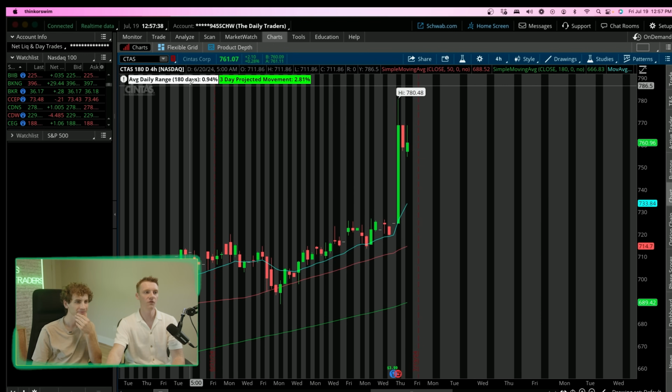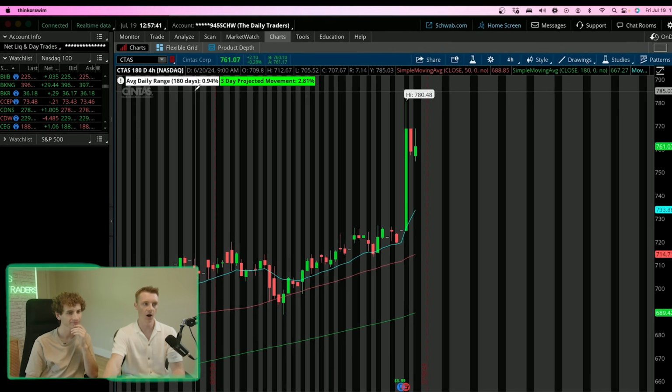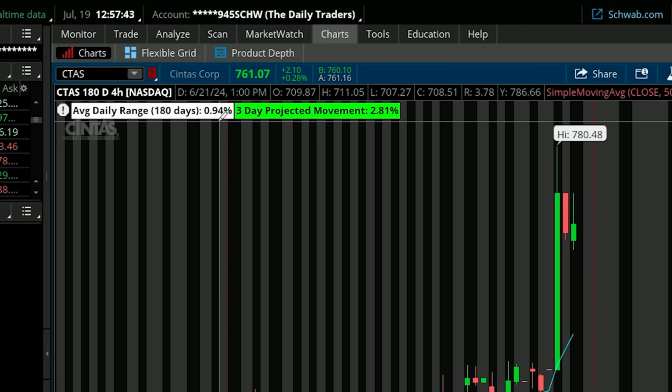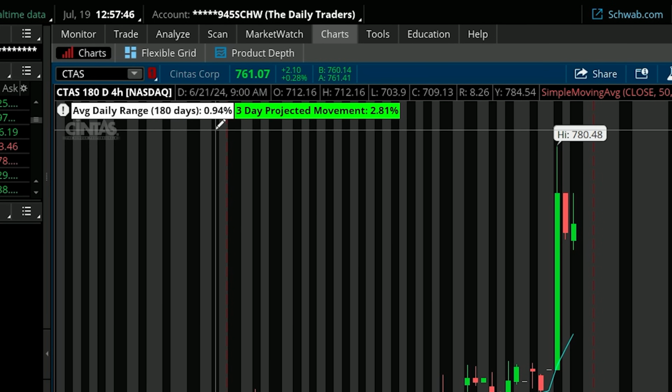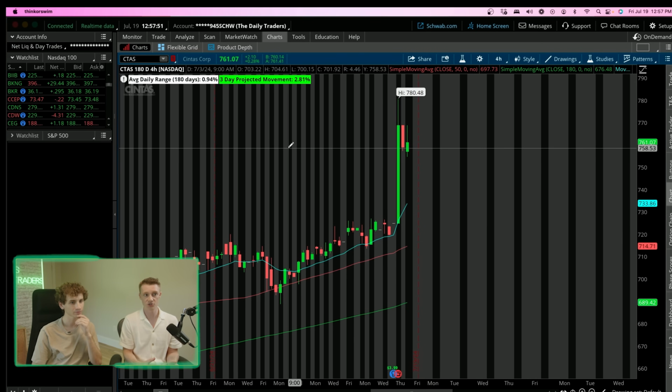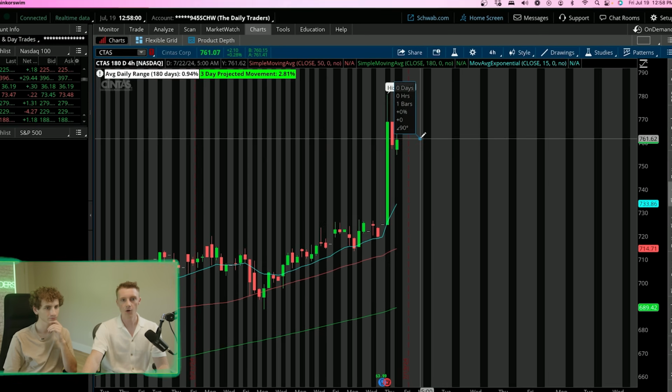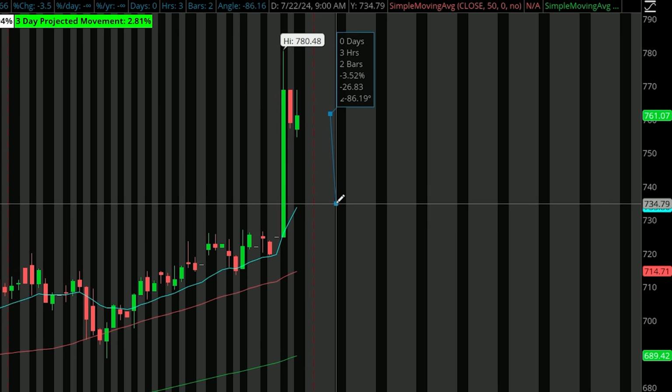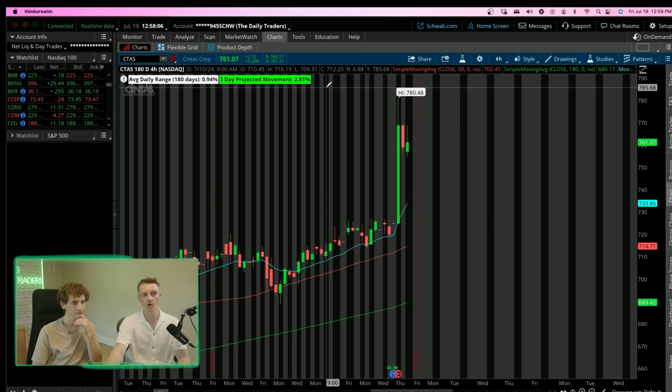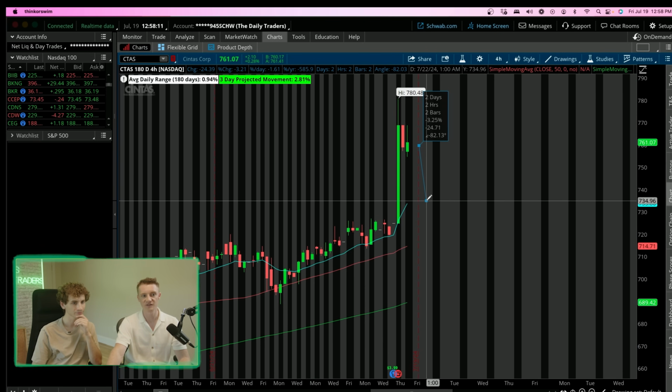So here, over the last 180 days, on average, CTAS moves about 1%, okay, 0.94. Over the next 3 days, it's projected to move on average, and that's not up or down, that's just daily high, daily low, about 2.81%. We are sitting over 3% off of the 15-day, which is above 2.81. So I don't think that is a realistic target.